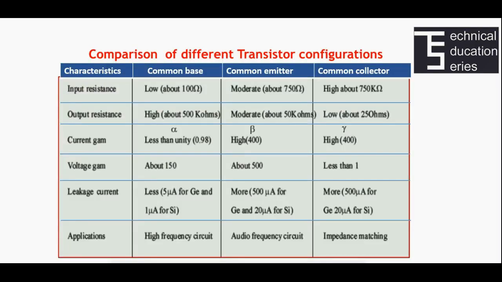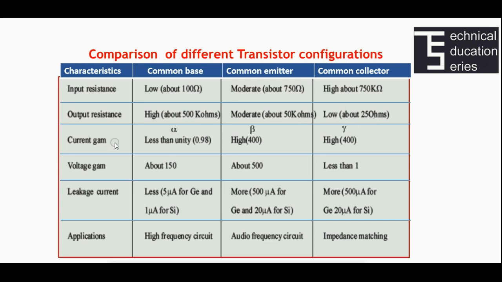Finally, we can have a comparison of different transistor configurations we come across. Here, in case of input resistance, common base is low, about 100 ohm, common emitter moderate, about 750 kilo ohm, common collector, it is about 750 kilo ohm. Output resistance is high in case of common base, about 500 kilo ohm, common emitter moderate, about 50 kilo ohm, and common collector is having low output resistance, about 250 ohms.